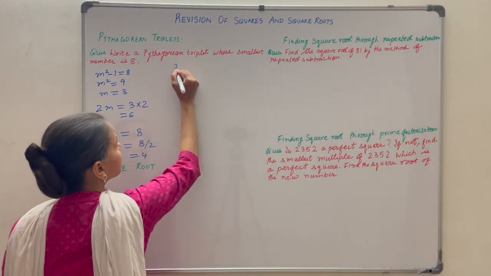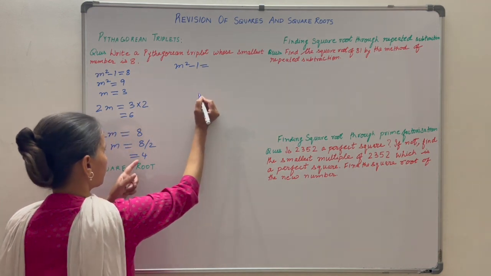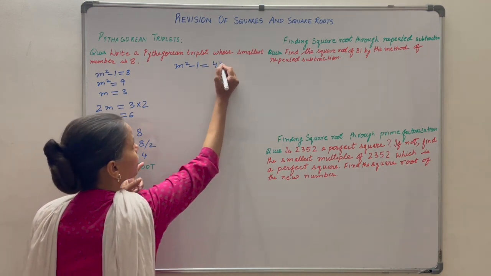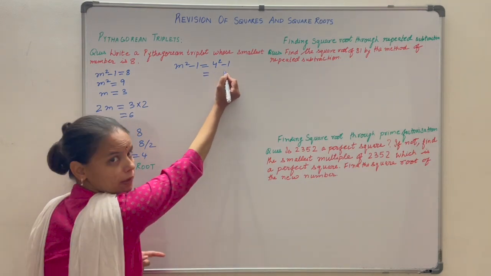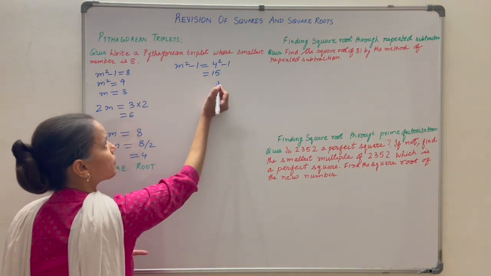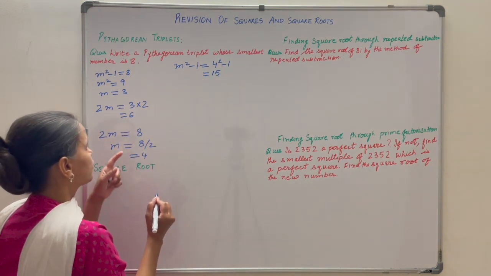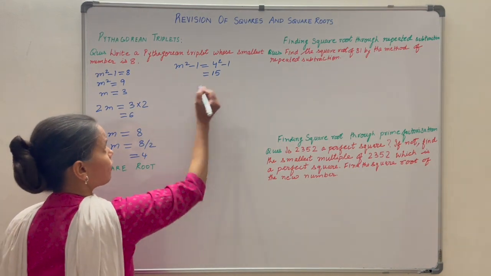Now let us calculate m square minus 1. So the m value we got is 4. So 4 square minus 1. 4 square is 16. 16 minus 1 is 15. So now m square minus 1 is 15 and 2m is equal to 8. So 8 here is the smaller of the two numbers.